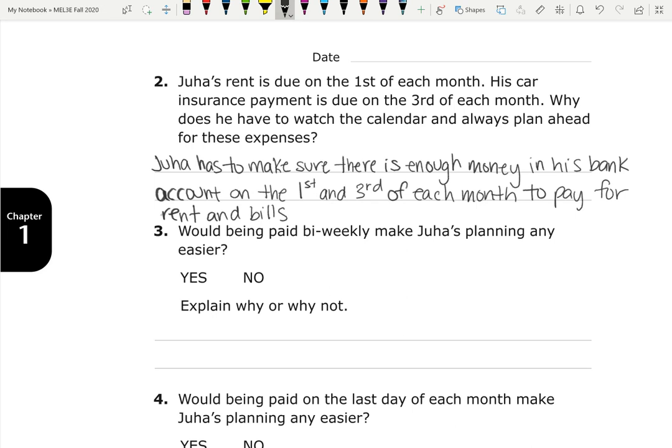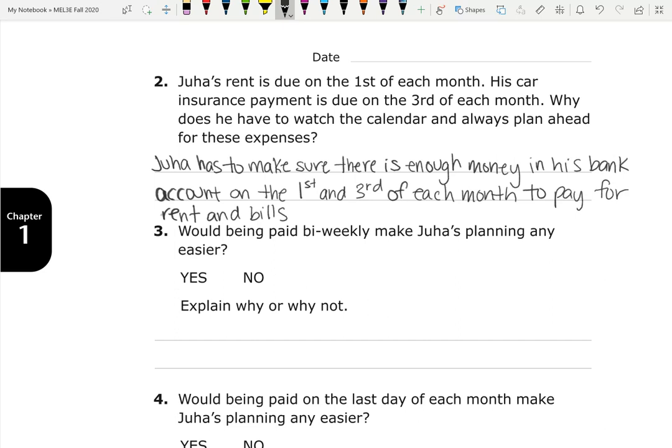Okay, so he needs to plan ahead of time. He needs to make sure he avoids having a very low amount of money in his bank account on the 1st and the 3rd, because he wants to make sure that he's paying his bills on time.